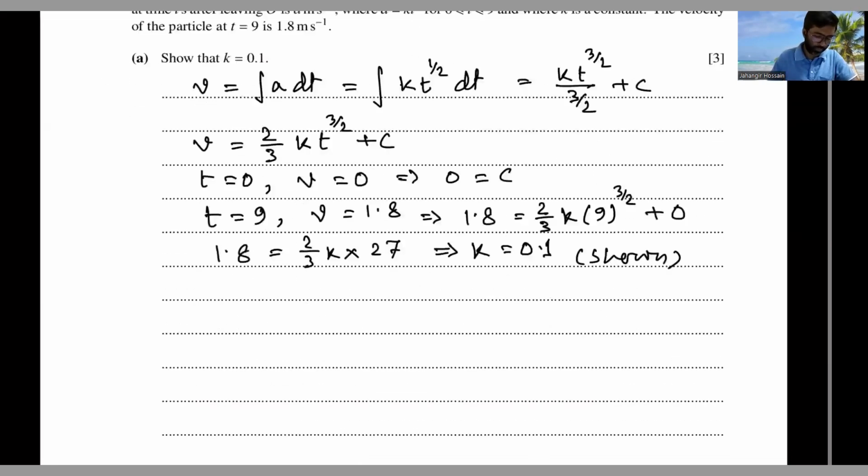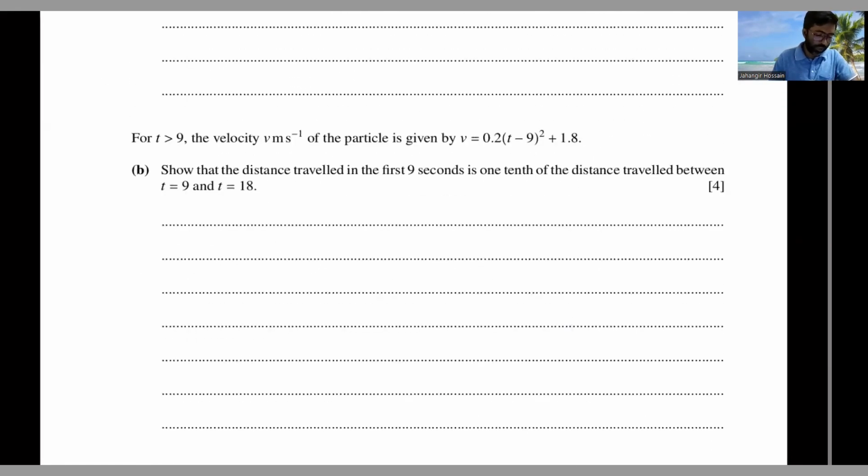Now let's move on to the second part. For t greater than 9, the velocity v meter per second of the particle is given, so that the distance traveled in the first 9 seconds is 1/10 of the distance traveled between t equal to 9 and t equal to 18. So let's first find the distance traveled in the first 9 seconds, then we find the distance traveled between 9 and 18 seconds, and find the ratio.